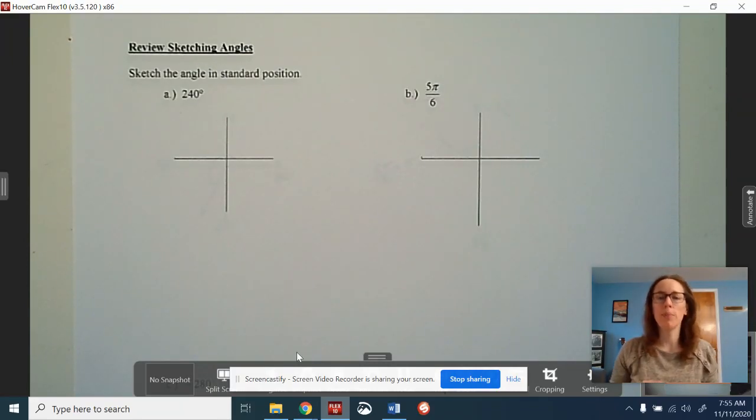Hi, welcome to today's Ed Puzzle. So today we're going to do two things. We're going to review sketching angles just for a little bit, and then I'm going to finally show you how to convert from degrees to radians or radians to degrees.